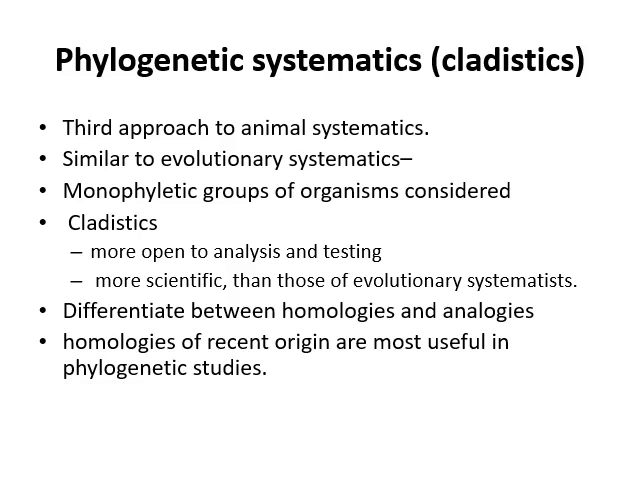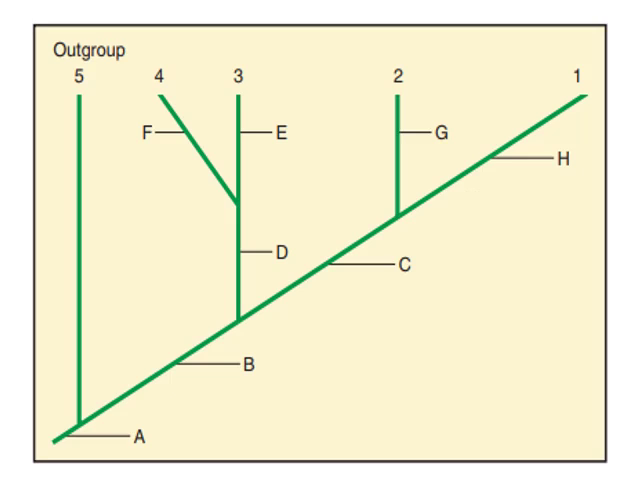Phylogenetic systematics is the third approach and is similar to evolutionary systematics, but it is related to homologies and more recent homologies, more open to analysis and testing, and more scientific. So differentiate between homologies and analogies. If you consider this diagram, then A, B, C, D, E, F, G, H are characters, and this is a cladogram.